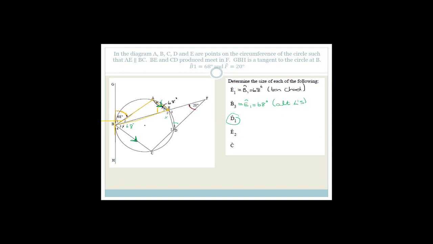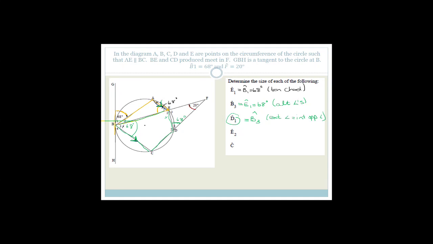Well, that's pretty easy because this here is a cyclic quad. Look here, they've got B, E, C, D. That's all a cyclic quad. And what do you know about the exterior angle of a cyclic quad? Well, we know that the exterior angle of a cyclic quad is equal to the interior opposite angle. So therefore, that has to be 68 degrees. So D1 is equal to B3. Why? Exterior angle equals the interior opposite angle.